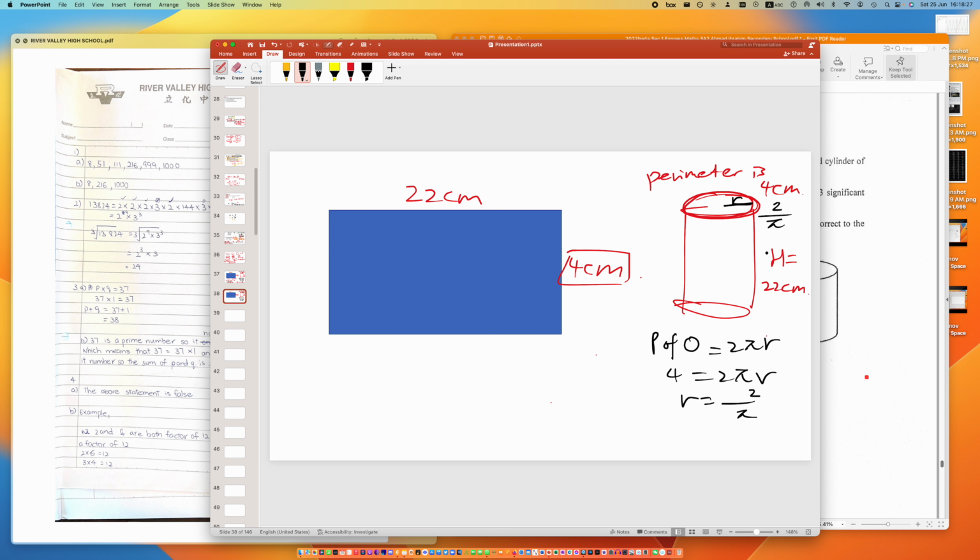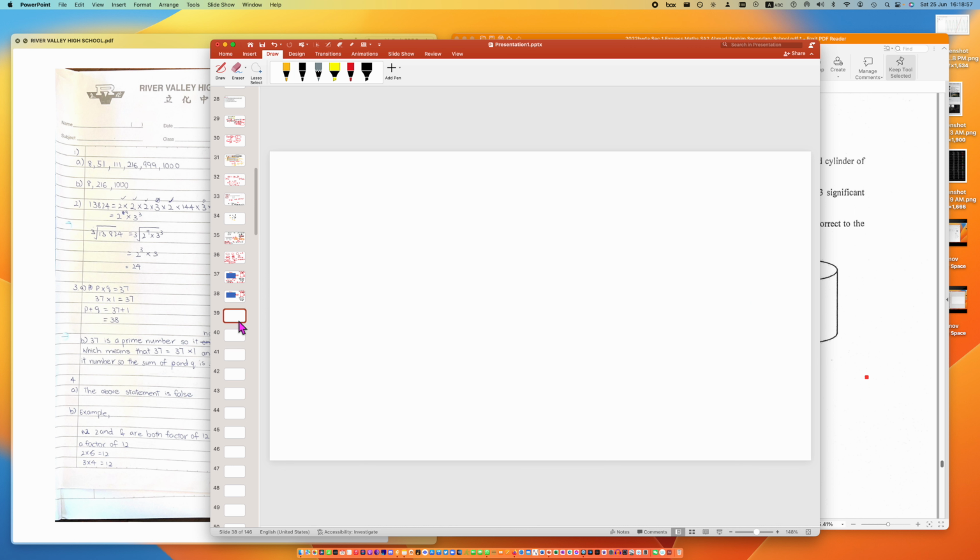But over here, at first you say 4 equals 2 pi r. But then at the next step, you divide by 2 pi here, right? So r equals 4 over 2 pi. So you divide by 2, divide by 1. So it's 2 over pi. So it's like 4 divided by 2 pi. Okay, never mind, let's do it on another slide.